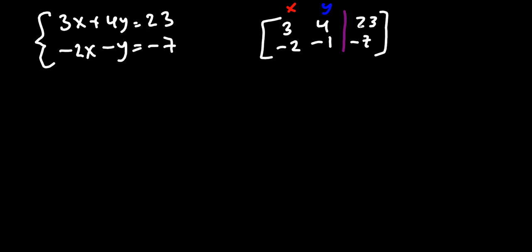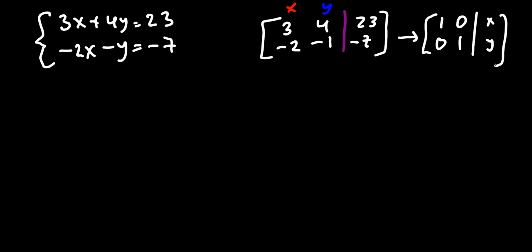So now what we're going to do is try to perform row operations. We want to get something like this. We want to get some values, so in this case, this would be x and y. Those things on the right of the equal sign are going to be our x and y values if we get it in this form. Okay?